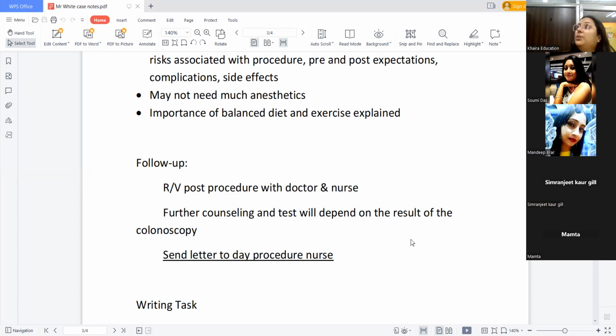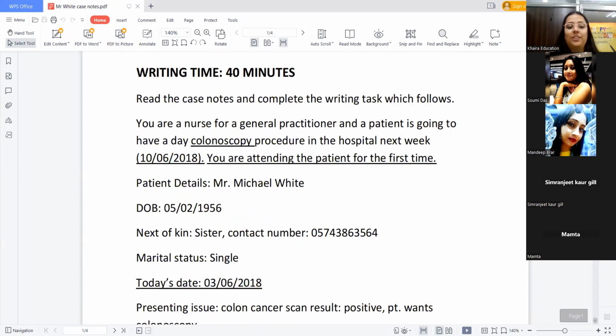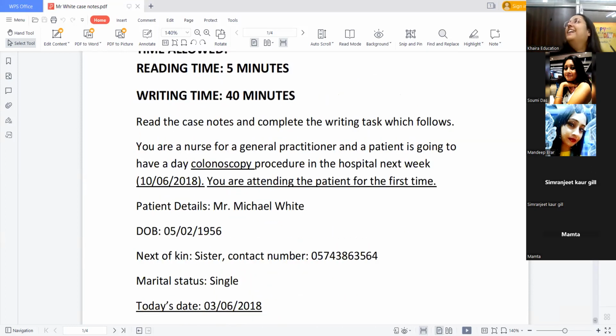So, should you panic that the purpose is not there in the writing task and in the follow-up? No, ma'am. Will you panic? Yes, you will. I'm sure. You should not, but you will definitely on the test day. So why should you not panic? Because the information can be given in the whole set of case notes. So let's read the whole set of case notes to find out the purpose.